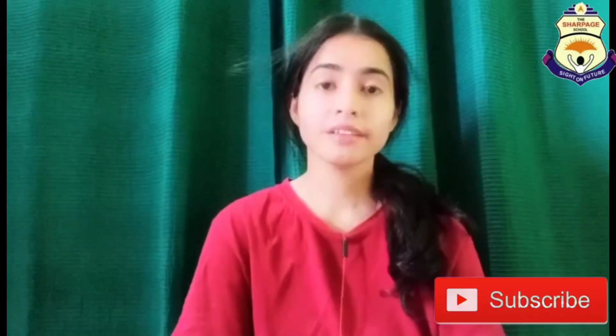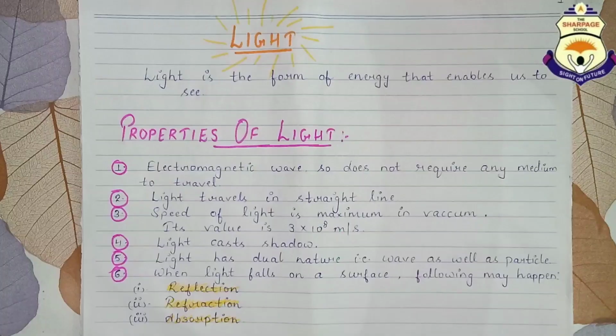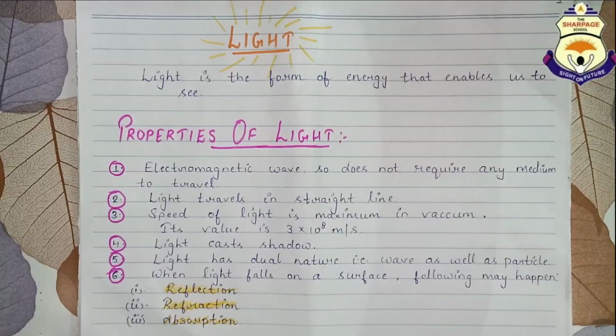Today we are going to study about light. Students, what is light? Light is something that makes the things around us visible. We can say light is a form of energy that enables us to see.